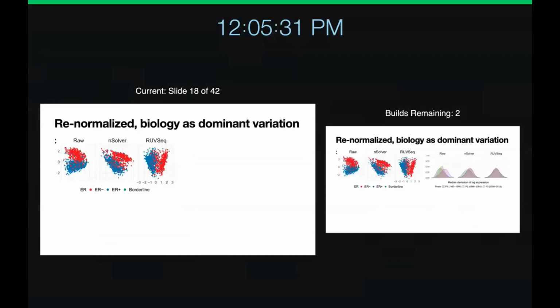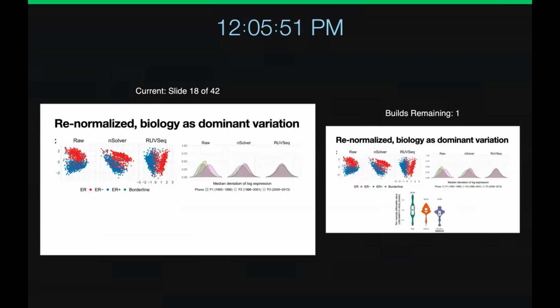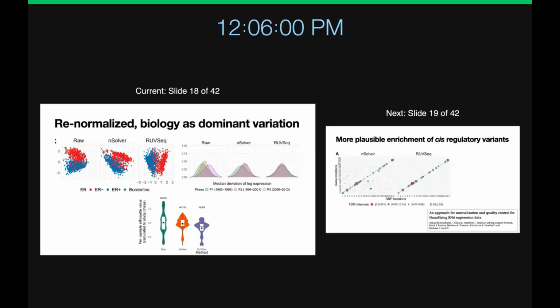Again, I'm bypassing what RUV is. It's somewhat based on factor analysis, but it can also involve these technical replicate samples. We renormalized the data until we saw what we wanted to see, which was PC1 being ER status. We saw much nicer per-sample deviations. We don't see shifts by phase anymore, and now the samples are not more likely to be with their own phase.